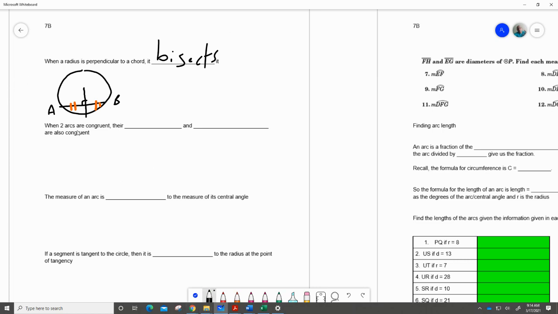All right. Our next rule, okay? If two arcs are congruent, their chords and central angles are also going to be congruent to each other.